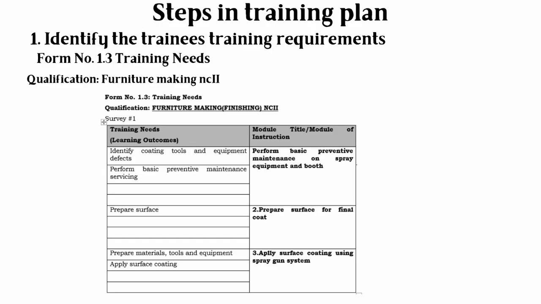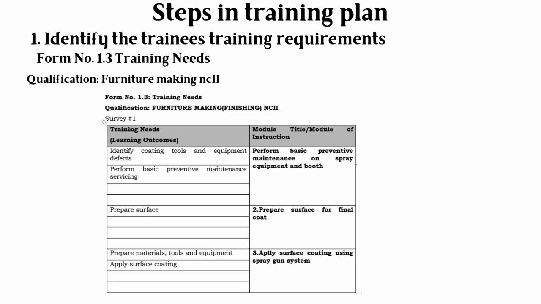During the training plan, you need to have the TNA result which we performed in the last activity. First is to identify the training requirements. So we're going to use the TNA result, which particularly refers to the TNA Form 1.3. This is a sample of the 1.3 result from my TNA, which gives us the training needs.